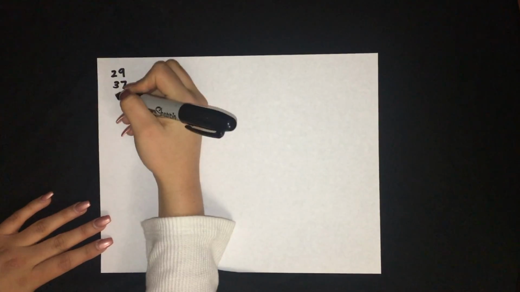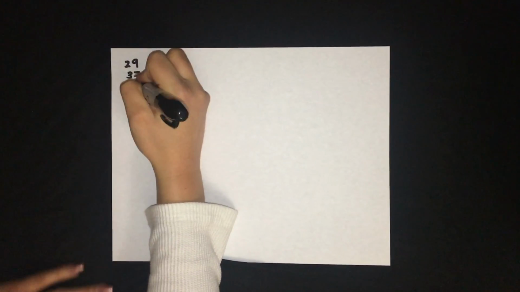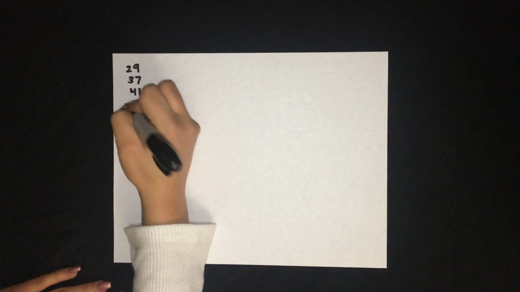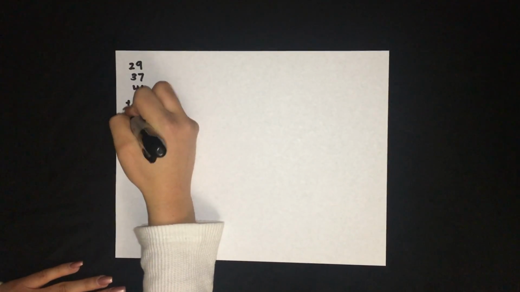So the first thing you're going to do is write down all of the given numbers for how many pounds of apples were eaten, which is 29, 37, 41, and 53. You're going to add them up to get the X bar total, which equals 40.